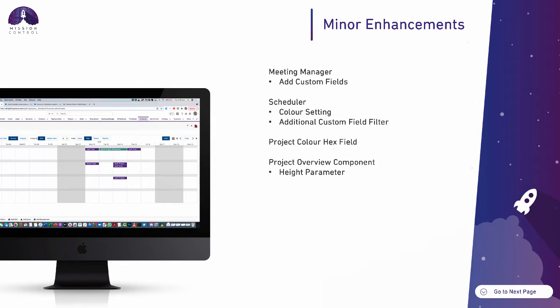The other thing is that we've added an additional filter, so you can now filter based on 2 different custom fields. In a similar fashion on the color, obviously the project has a pick list field called color, but if you want more flexibility around the colors that you're using, there is now a project color hex field that's been added to the project object. What that allows you to do is enter the 6 hexadecimal color reference, and if that field contains a value, it will take precedence over the pick list field value that you've set on the project.